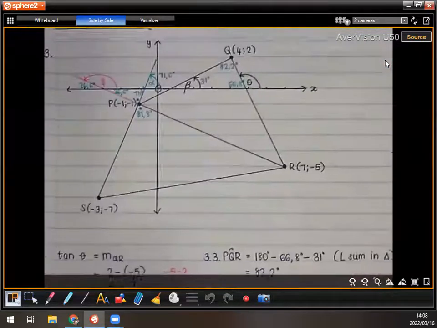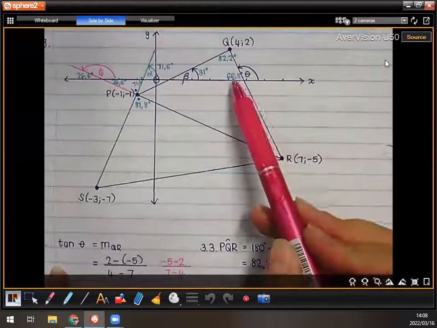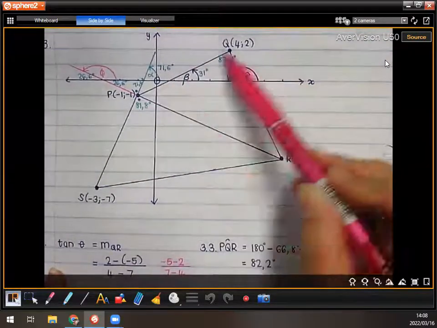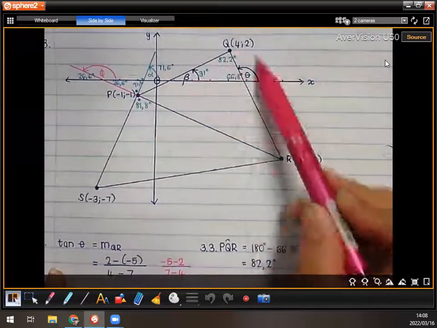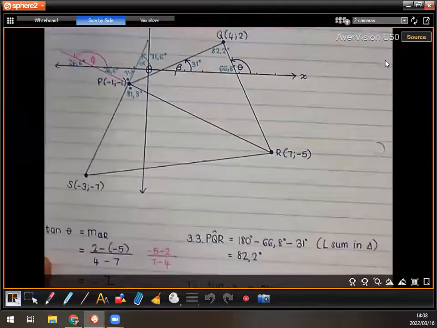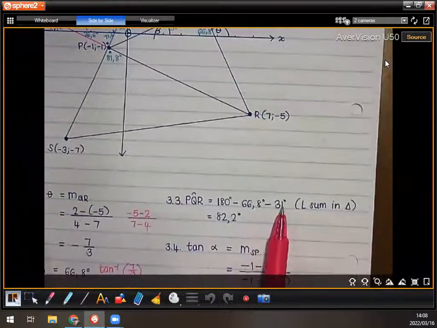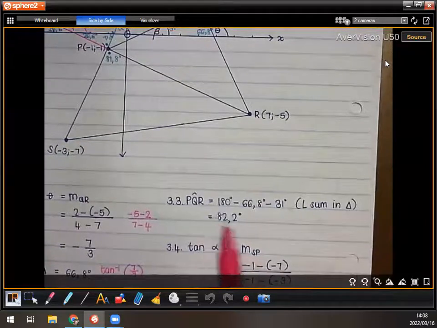Then PQR, we did discuss this in class yesterday. We have that 66.8, we have that 31. We now have to find PQR. It was angle sum in a triangle. I think most of you got that. So you would say 180 minus 66.8 minus 31 degrees is equal to that.